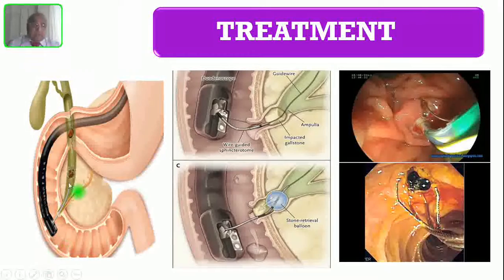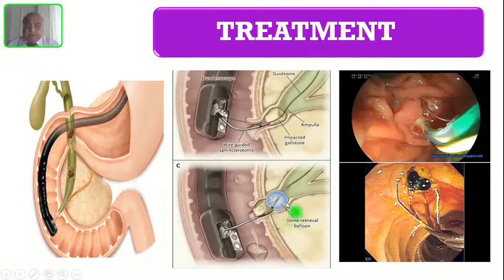So here in the first picture you are seeing the endoscope. They have cannulated and they have done a sphincterotomy. So you have to cut this sphincter with this sphincterotome. Here you are seeing the picture. This is what they are doing at the 12 o'clock position. They are cutting the sphincter. Then after cutting the sphincter, you can put the Dormia basket inside. You can catch the stone and then you can extract it.